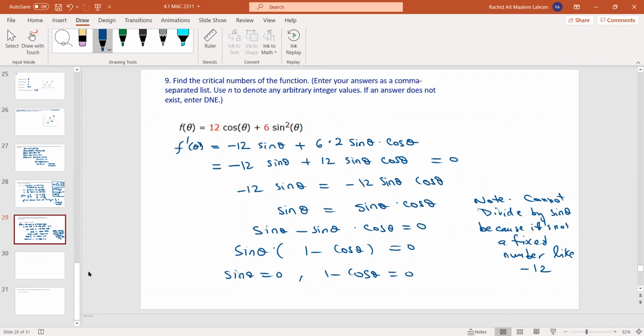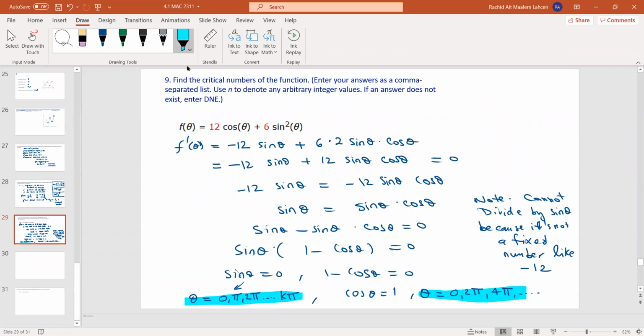So what does it mean for sine theta to be zero? On the unit circle, it happens at, for example, 0. It happens at pi. It happens at 2 pi. So it happens at every k pi. What does it mean for cosine theta to equal 1? This means that theta has to be 0, 2 pi, 4 pi, and of course the negative numbers as well. So if you compare these two, you'll find that this one includes this one. So we can just summarize and say k pi.